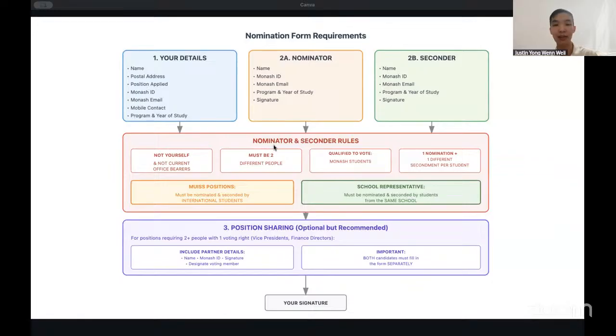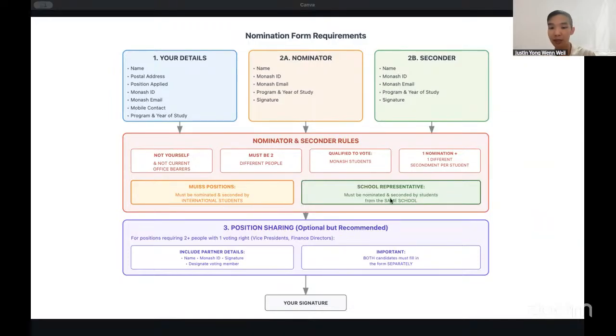and the respective WES for the nominator, the seconder, and yours as well. And then when it comes to the rules for who can be your nominator or seconder, that's the middle part. So obviously it can't be yourself, and it also can't be an office bearer. And just to clarify again, your nominator and seconder must not be the same person. So they must be two different persons. And most importantly, they must also be qualified to vote. So they are Monash students that are qualified to vote. And then the bottom two, just to reiterate again, for MUI's positions and school representatives, you must be nominated and seconded by international students.